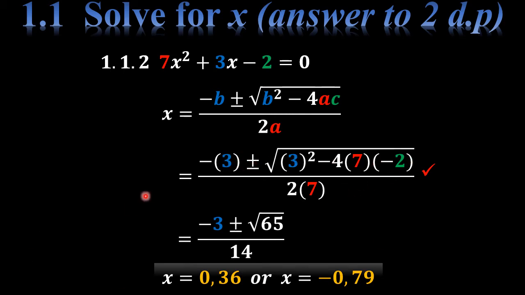You get a mark for that. You also get a mark for the first value of x rounded off correctly to 2 decimal places. And you also get a mark for the other value of x rounded off correctly to 2 decimal places. And then by default, it means you'll get 3 marks for this type of question. Okay, let's move on.